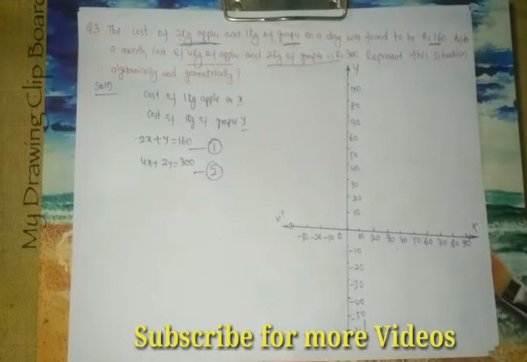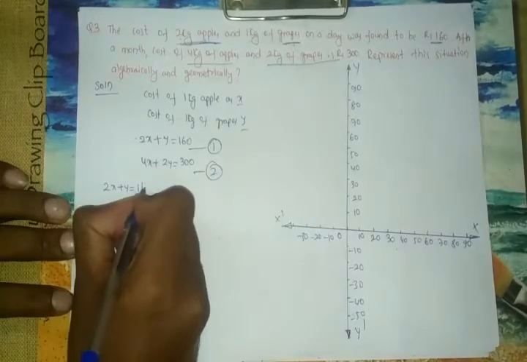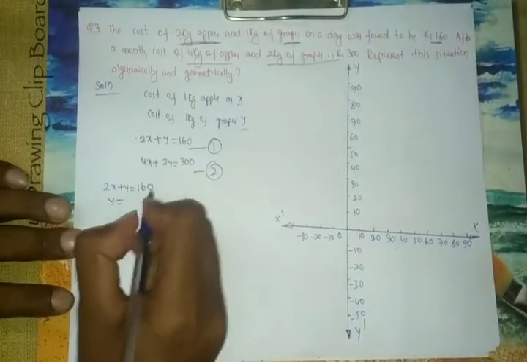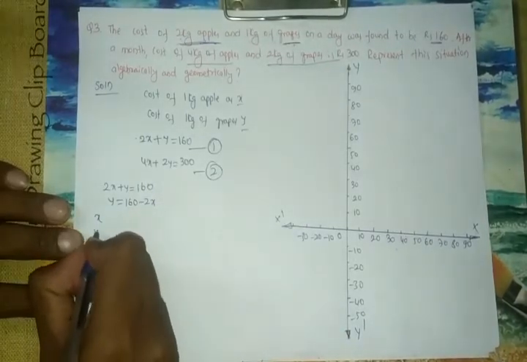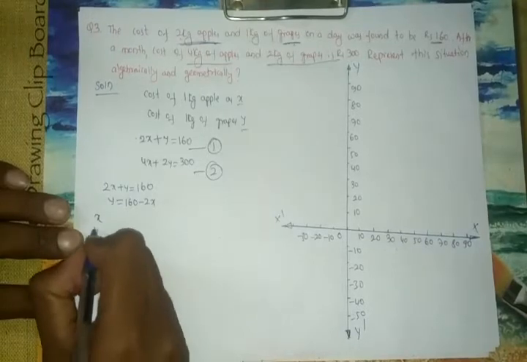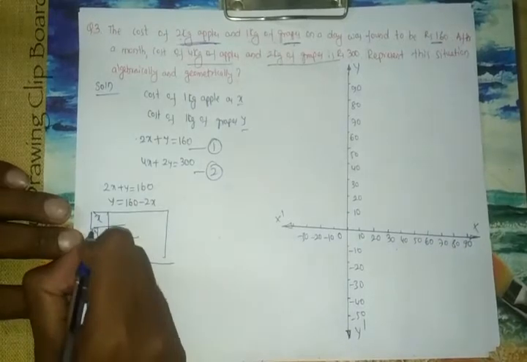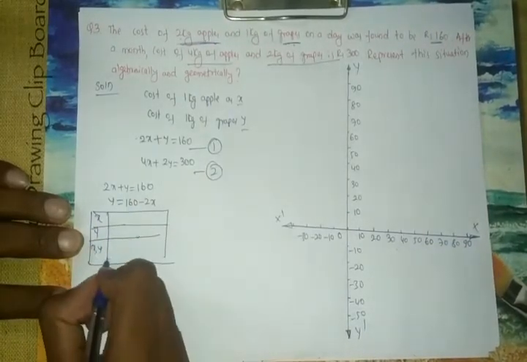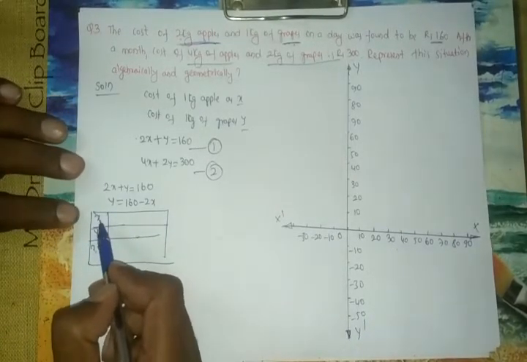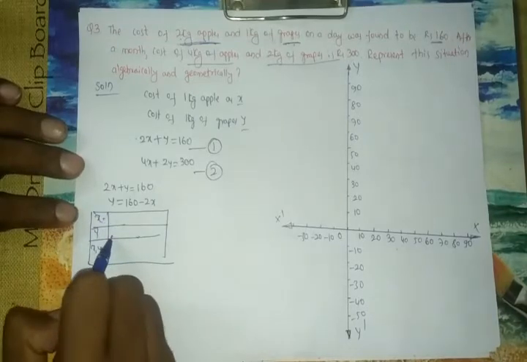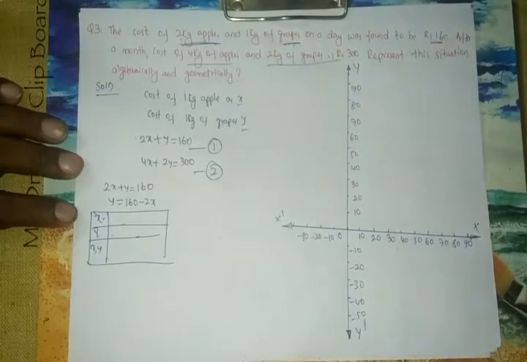Let us represent equation 1 graphically. So I will write equation 1 as 2x plus y equals 160. I will write y equals 160 minus 2x. Let us draw a table x, y and x comma y. We can take any value of x and we can find the corresponding value of y. It is not necessary that you take the value of x first; you can take a value of y and find the corresponding value of x.